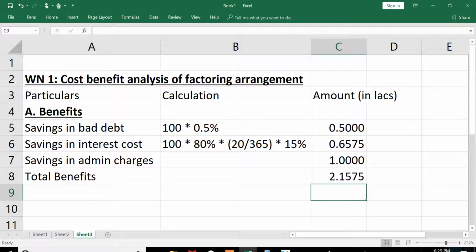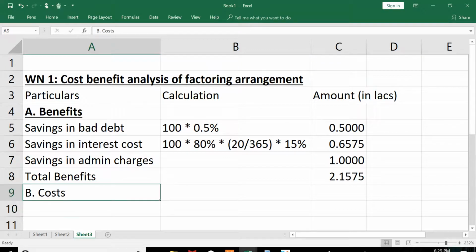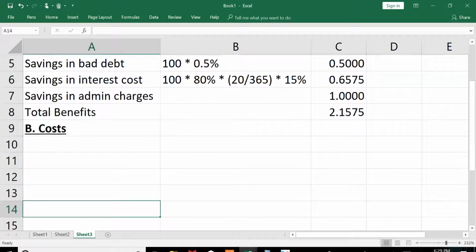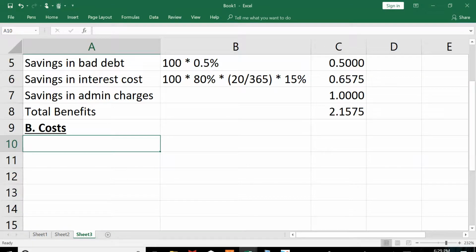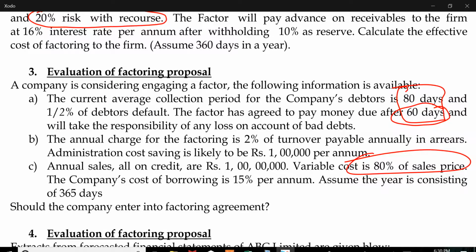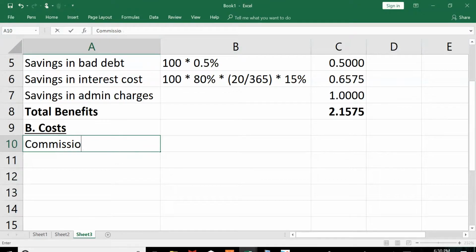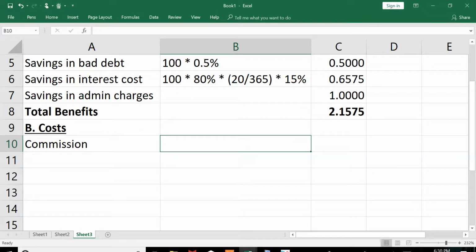Any doubts on this? Clear? Can we proceed? Then we have capital B, costs. Benefits is 2.1575. In the costs, the thing which we have is commission. No concept of interest cost. There are only two costs normally, commission and interest. Interest is not there. He is not lending money.